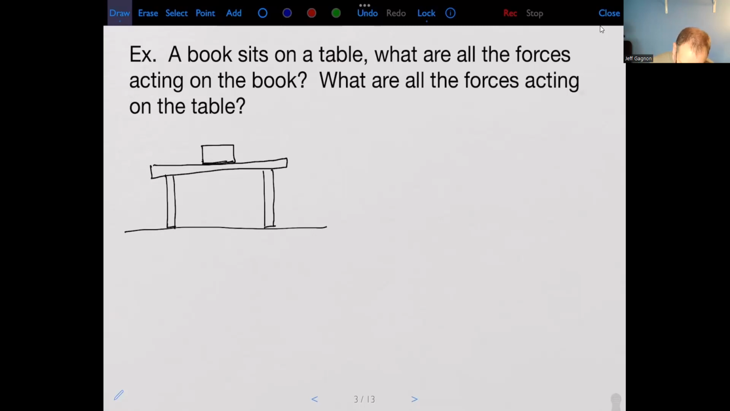What we'd like to do is isolate that book by itself, so I'm going to draw it separately. Here's the book, and I want to draw all the forces acting on it. This is what's called a free body diagram, where you draw all the forces acting on the object. The first force is the force that the Earth exerts on the book, the gravitational force, which acts down towards the center of the Earth. It's what we're calling the weight of the book. I'll call it F sub G, the gravitational force, and that's equal to mg, acting down.